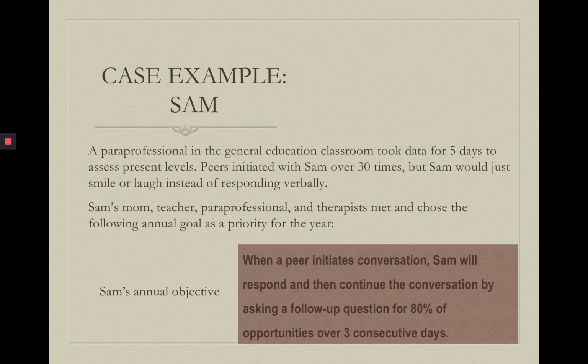All right. So the antecedent or the context is if a peer approaches Sam to initiate a conversation. The behavior is responding to that peer initiation and continuing the conversation. So there are 2 behaviors here we need to be keeping track of: whether or not he responds to the peer by answering a question, for instance, and then continuing the conversation. And the criteria we're working towards is 80% of the opportunities, so 80% of the times where a peer initiates a conversation over 3 consecutive days.